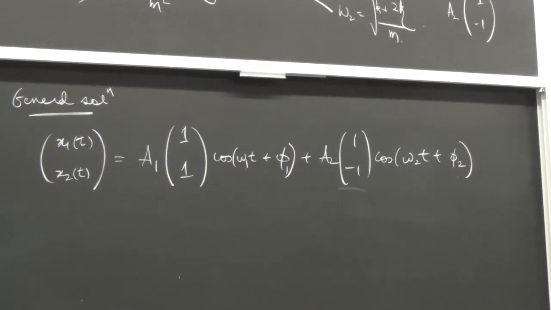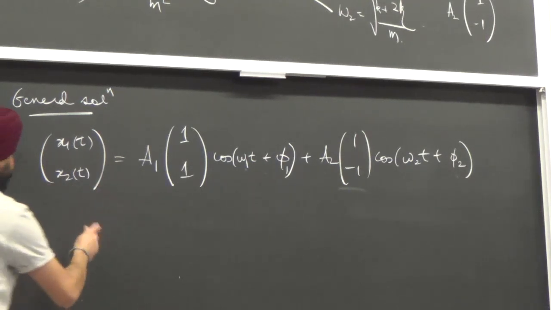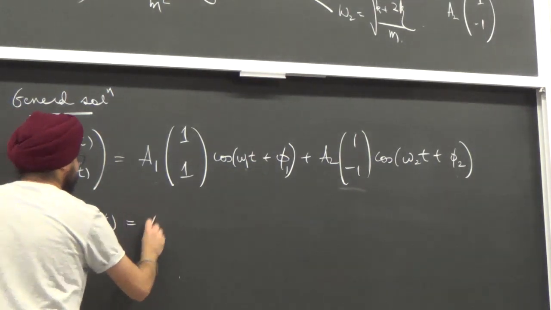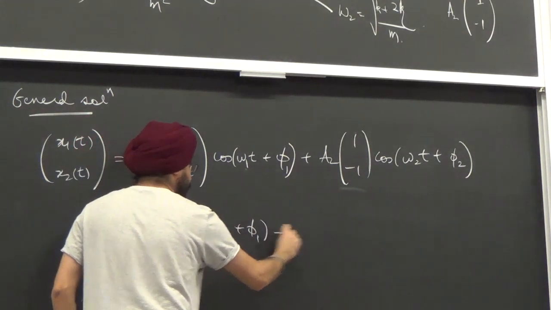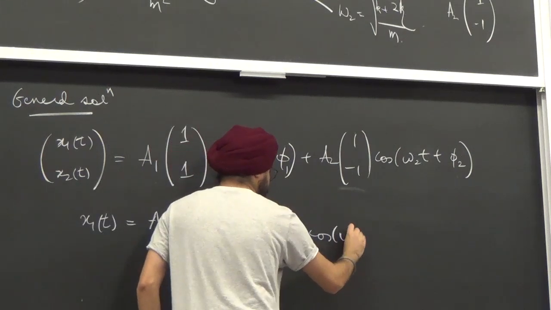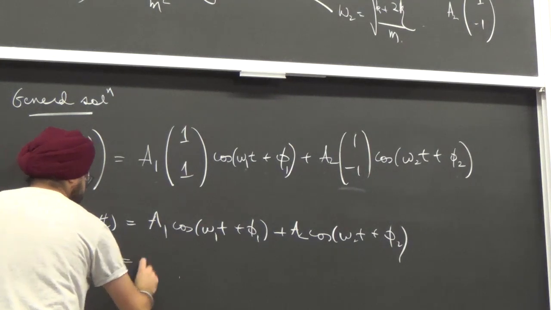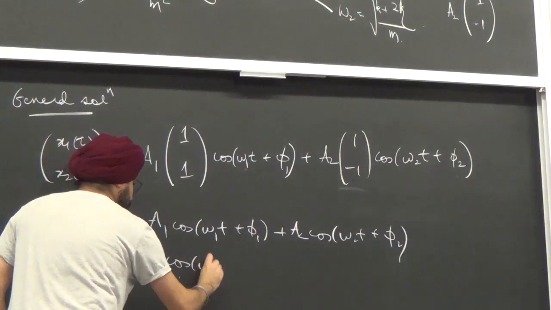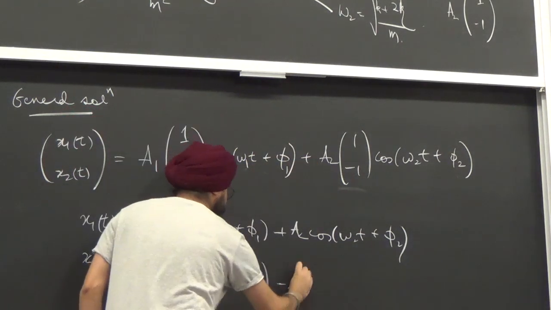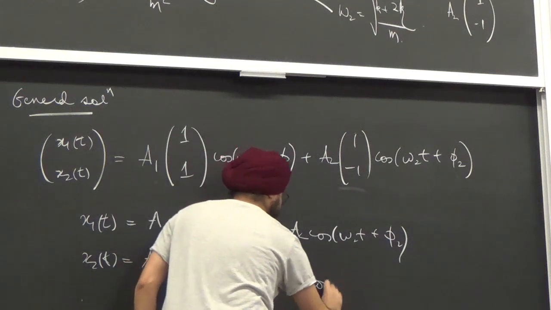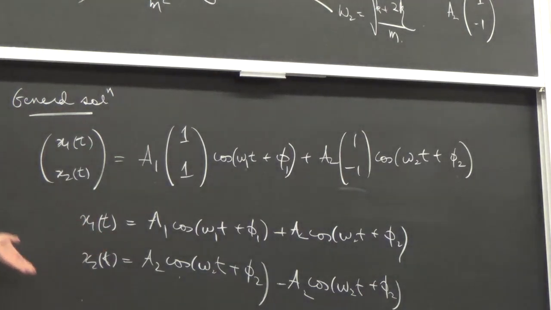So we found generically, if you are confused about what this is really saying, break it up into two parts. Let me do it for you. x1 as a function of time is a1 cosine omega 1t plus phi 1 plus a2 cosine omega 2t plus phi 2. And x2 as a function of time is a1 cosine omega 1t plus phi 1 minus a2, because of this minus 1 here, cosine omega 2t plus phi 2. That's all this is saying.